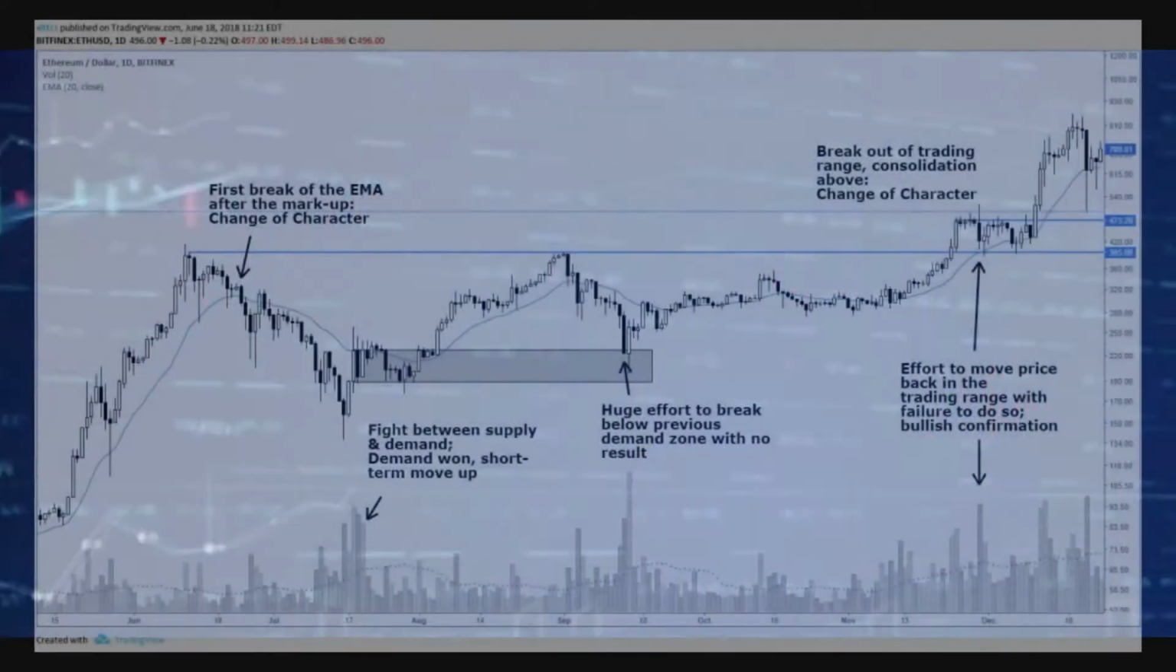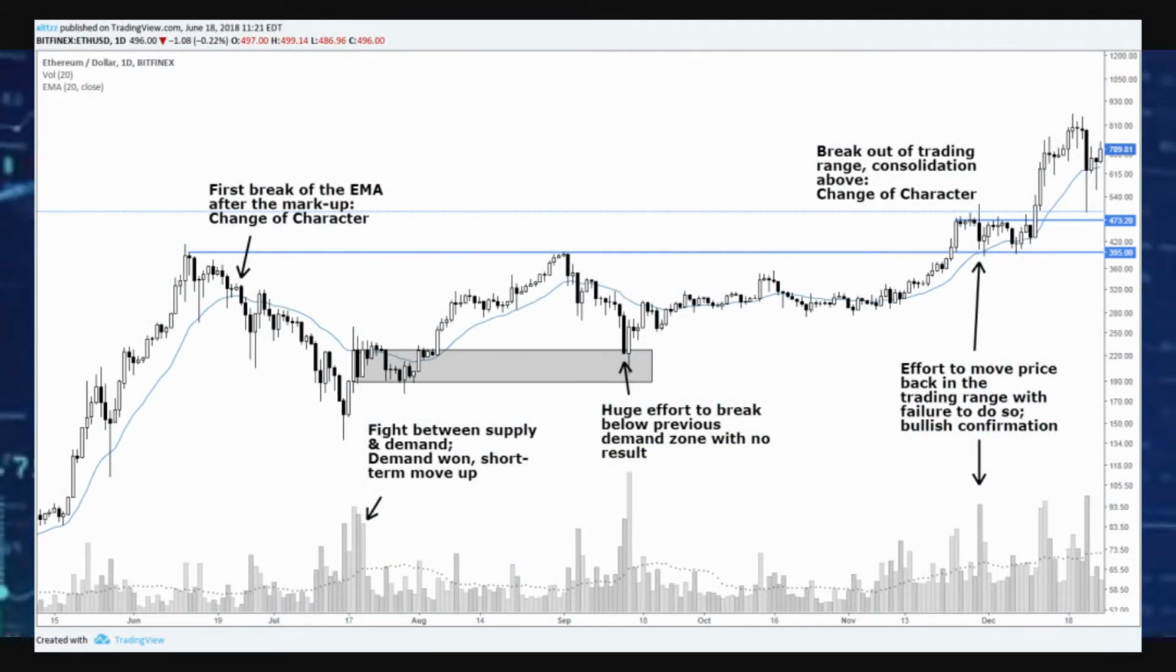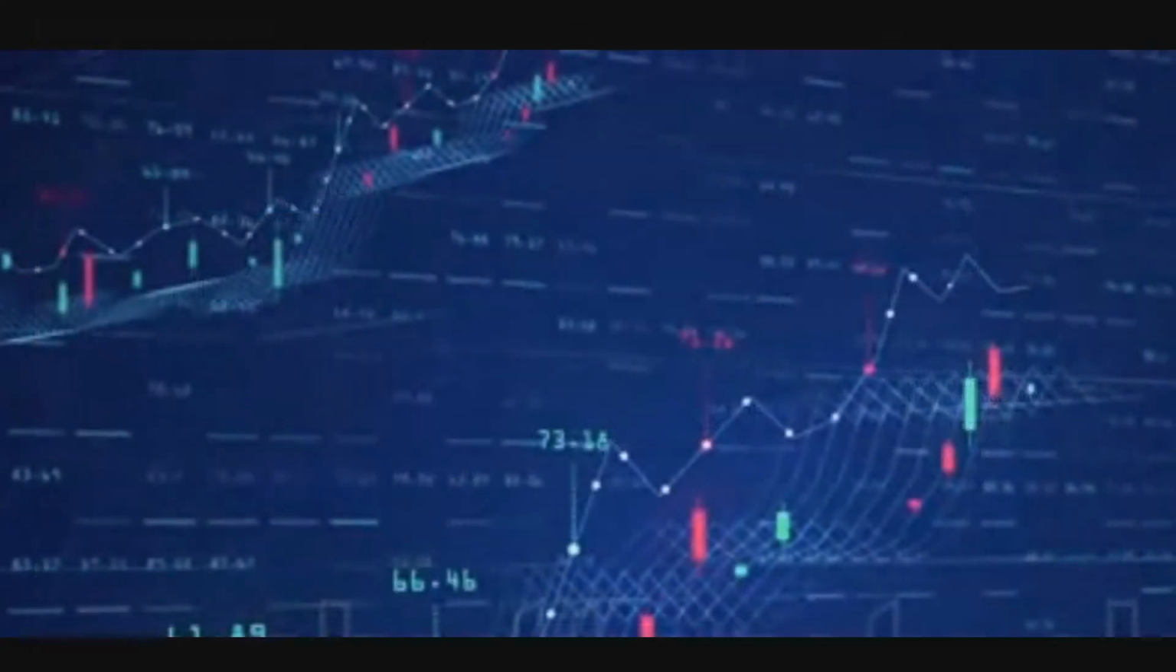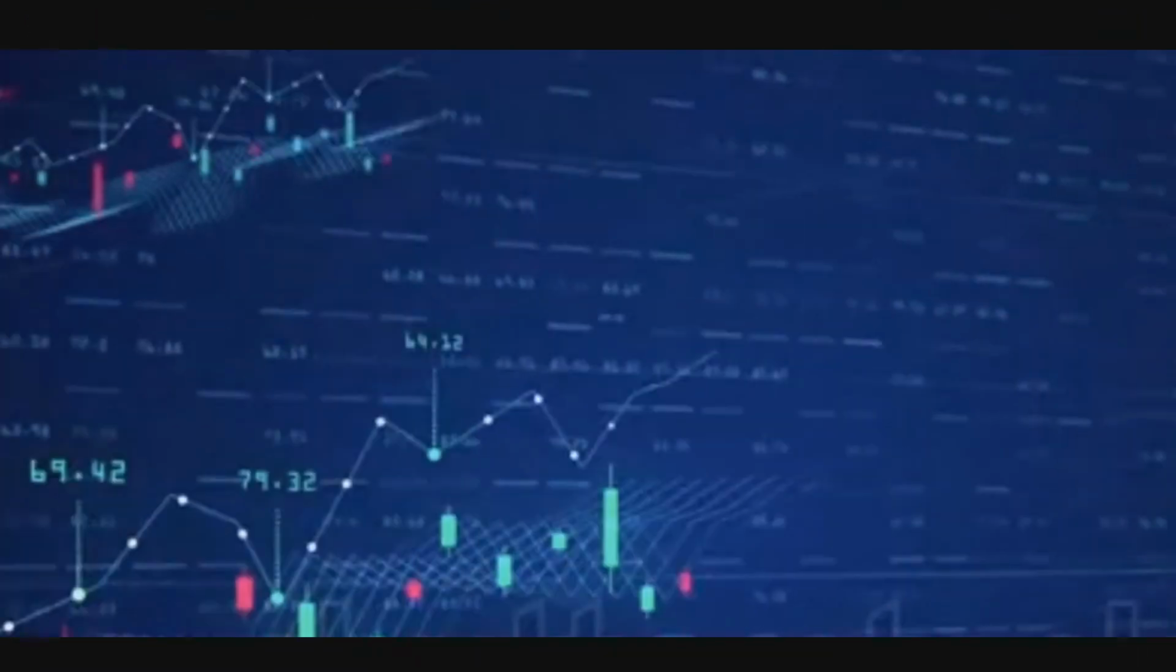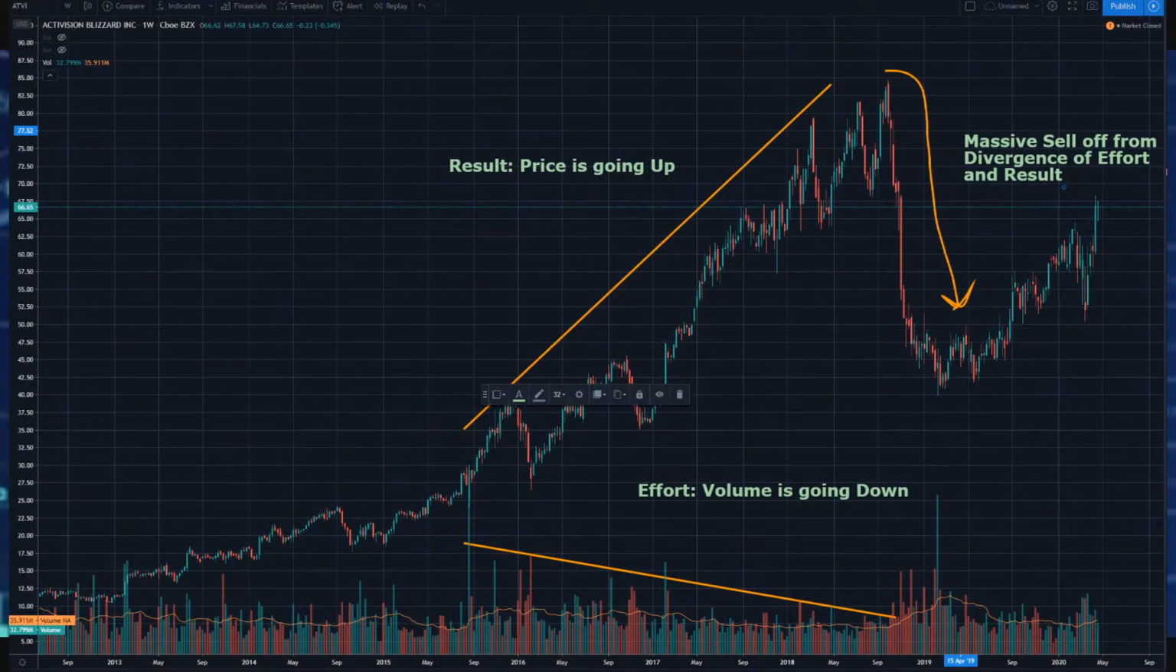Wyckoff's third and final law, the law of effort and result, discusses the correlation between asset prices, or their result, and their effort, which is represented by the trading volume. So if result and effort are going hand in hand, for example, price is increasing and the volume is also increasing, this is a strong indicator that the price will continue in the current trend. Although if we notice a divergence, for example, price goes up and volume's going down, this is an indicator that the trend is weakening and that we're seeing the distribution of the asset rather than the accumulation.